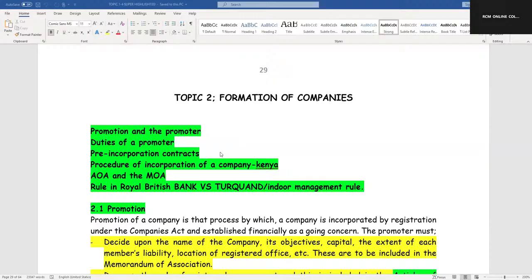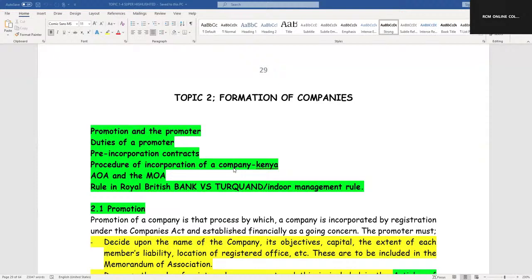More so under the law, under the relevant governing laws, what are the requirements regarding how a company could be formed? So we learn about what promotion is and who a promoter is. We look at the duties of this person we call a promoter. There's something we call pre-incorporation contracts. The procedure of incorporating a company in Kenya. Then we look at the articles and the memorandum, which I've mentioned earlier, but now we'll delve deeper into what the articles and the memorandum actually are.